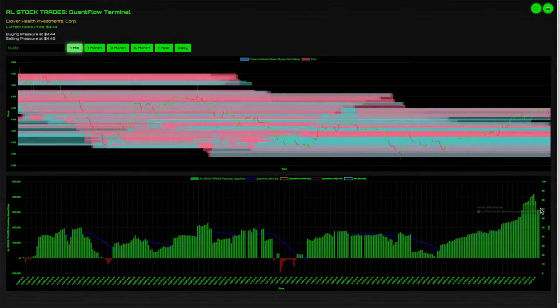And then all of a sudden you start seeing a dip, and you can see the price dipped at the end. So you can see how powerful this data is. This is incredibly, incredibly powerful because it tells you what people are doing, right? That's what's called QuantFlow, right? And it's all part of the All Stock Trades Advanced Terminal, okay?